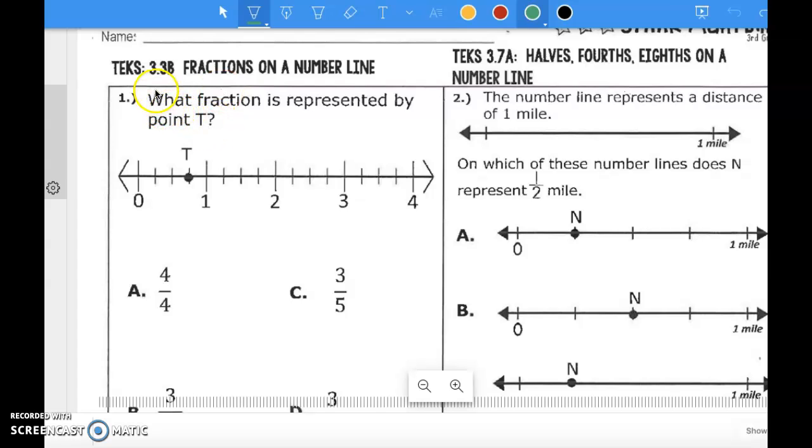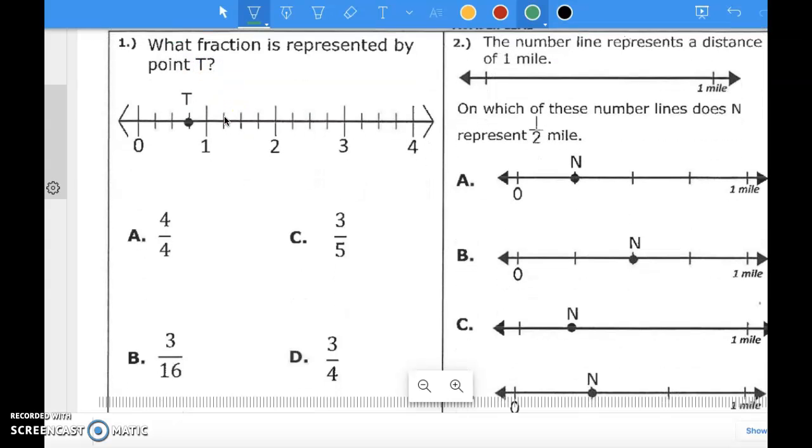Okay, let's start. I missed this page, so it says 3.3b, fractions on a number line. These are tricky, so be careful because you can make mistakes in this one. What fraction is represented by point T?